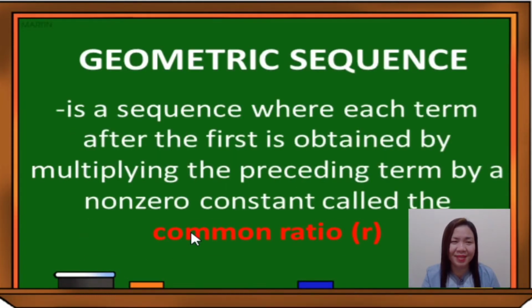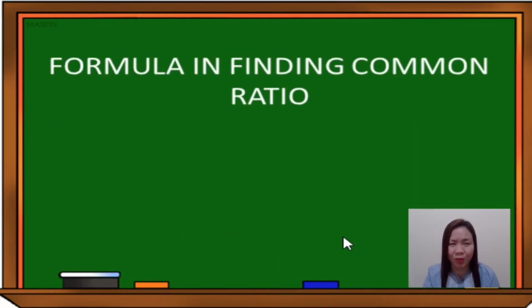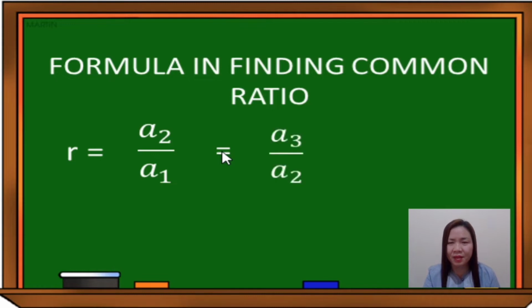A geometric sequence is a sequence where each term after the first is obtained by multiplying the preceding term by a non-zero constant called the common ratio, which we can represent as small letter r. The formula for finding the common ratio is r equals a sub 2 over a sub 1, equals a sub 3 over a sub 2.